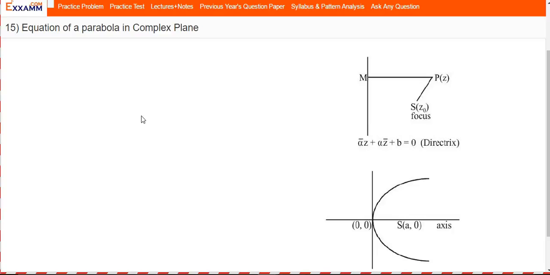Now our next topic is equation of a parabola in complex plane.